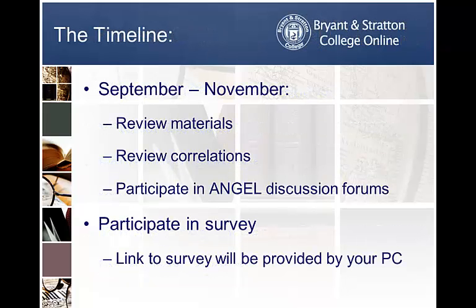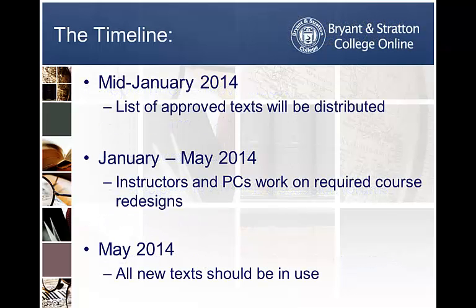The media review process began much earlier this year. However, the dates that are important to us start in September. From the beginning of September through November, you'll have the opportunity to review materials provided by publishers and the related correlation guides. You will then be asked to discuss the texts in the Angel forums. As this process takes place, you'll receive an email with a link to the Educational Services Media Review Survey. By late November, all faculty members should have voted for the texts they would like to see on the approved list. The link to this survey will be distributed by your program manager once it's released by Educational Services.